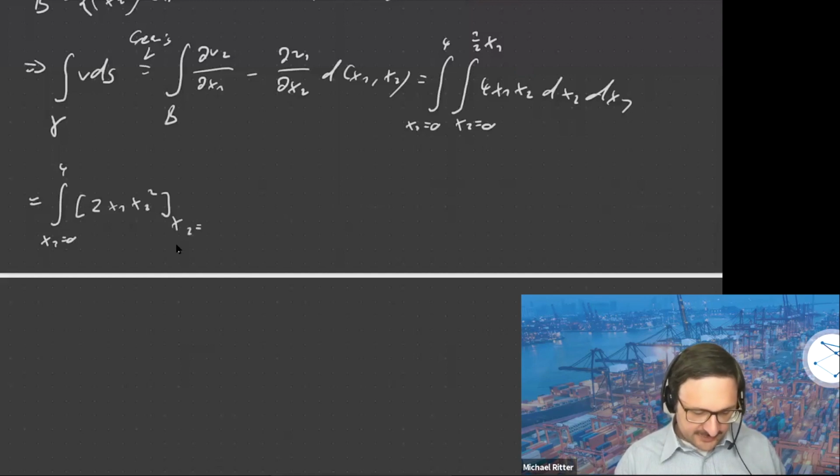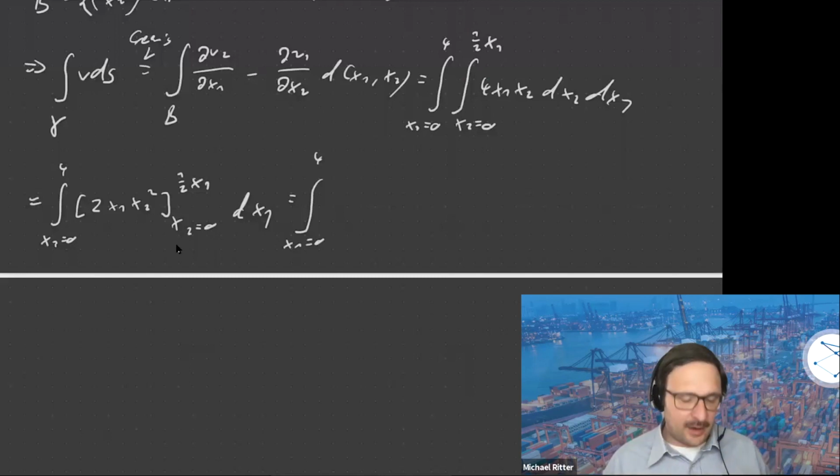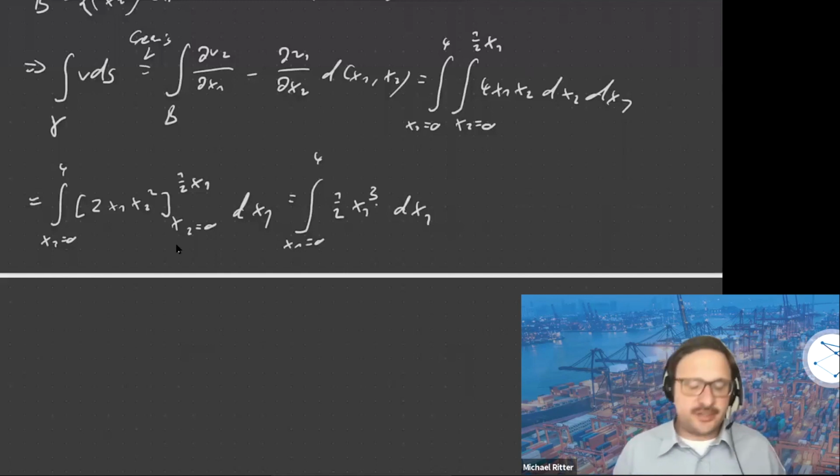And the bounds are 0 and 1/2 x1. So if we substitute those bounds, what we get is, let's see, 1/2 squared is 1/4. 2/4 is 1/2. And then we have x1 and x1 squared. So that's x1 to the third. And the lower bound is 0. So that's what we get here after the first integration step.